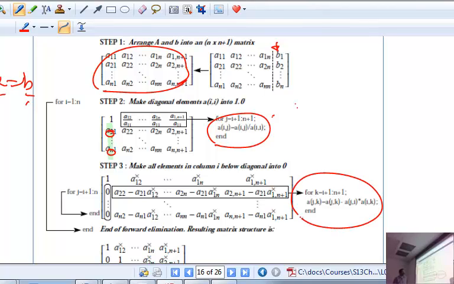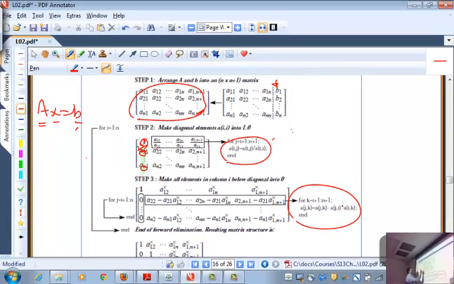So let's look at this. We are making the first element 1. I need to figure out what to do to make that first element into 1. I need to divide every one of them, that row, by A11. So I figured out that for j going from i plus 1 to n plus 1, Aij equals Aij divided by Aii. But that piece of code is going to be embedded into another loop, and that loop is here.